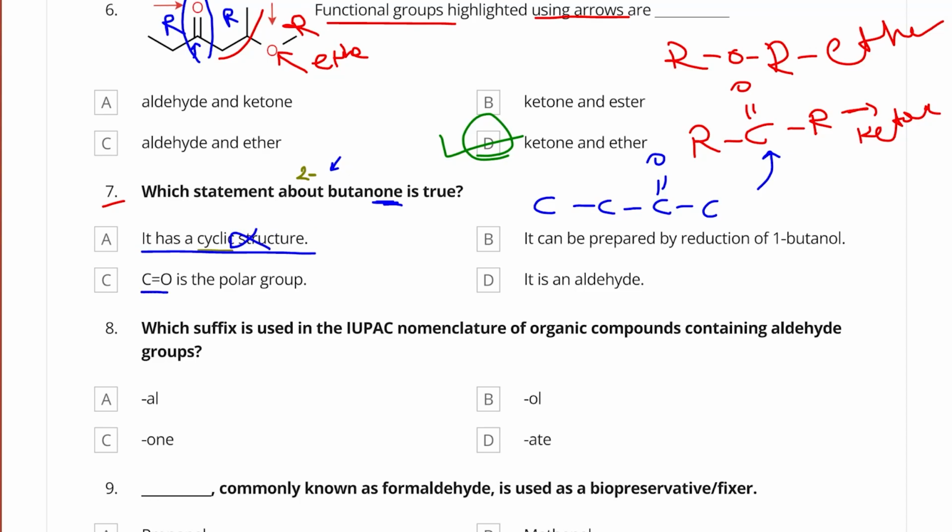This is incorrect. Carbonyl group is the polar group. Yes, this is true. It can be prepared by the reduction of 1-butanol. Actually not. The ketone can be prepared by the oxidation of secondary alcohols, not the primary. This is a primary alcohol. It's an aldehyde? No, it's a ketone. So we know the true option, this one. C, my dear friends. Carbonyl group is the polar group.